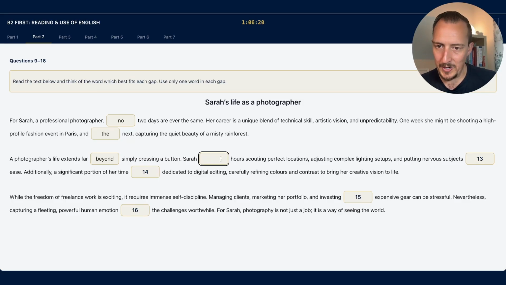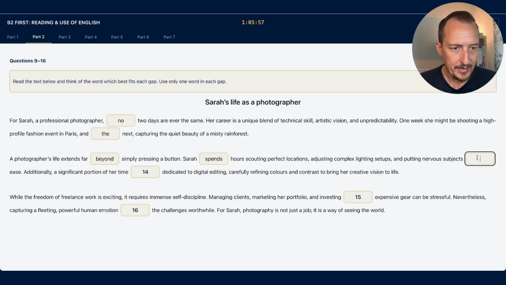Okay, we've got 2 in this one sentence. This one we need a verb, and I think, in fact, I know the answer is spends. So spend time doing something, typically again used in jobs. I spend time researching, or in this case, I spend hours scouting perfect locations, adjusting complex lighting, and putting nervous subjects at ease. Again, this is another fixed phrase: to put someone at ease, to make someone feel at ease.